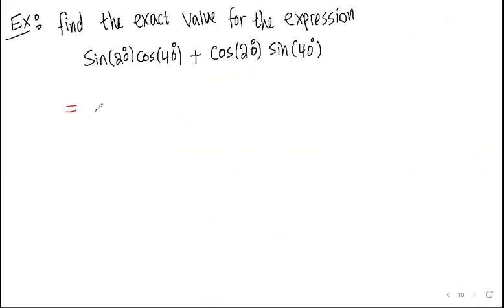Which function? Yes, Martin. So this is equal to the sine from before. This is the first angle, 20. This is my second angle, 40. So this is equal to sine of what? Of 60.